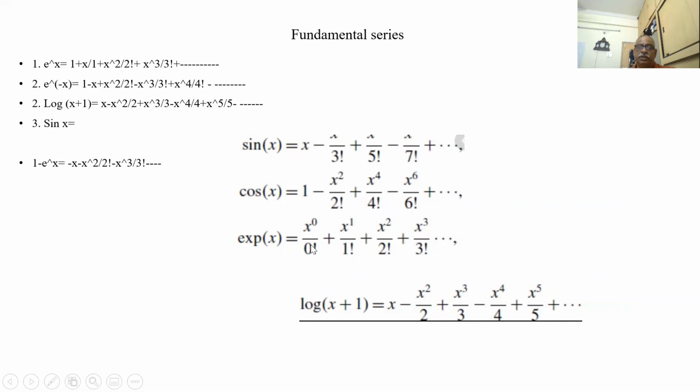Here itself, I differentiate e to the power of x. The 1 becomes 0, x becomes 1, x square by 2 factorial becomes 2x, 2 gets cancelled, x by 1 factorial, 3x square, 3 gets cancelled, x square by 2 factorial. So it is repeating: the second term becomes the first term, the third becomes the second, and the first becomes 0. So e to the power of x, when I differentiate, remains e to the power of x. We should be able to understand this. These are the fundamental expansions.